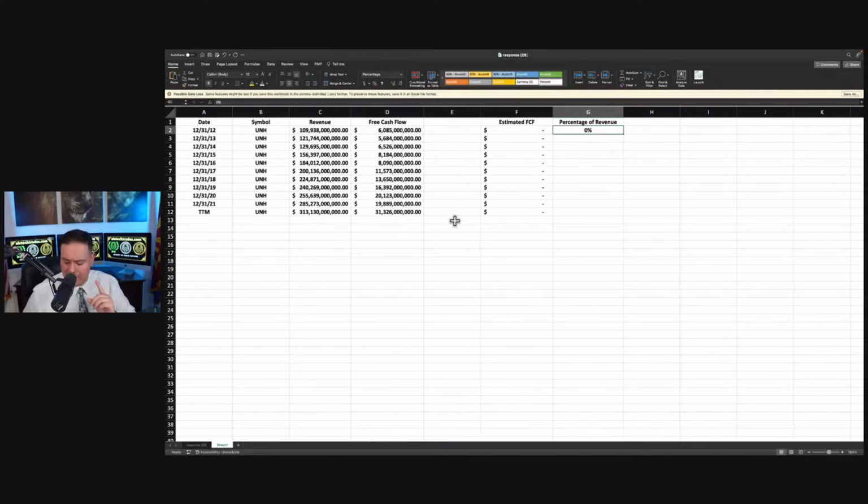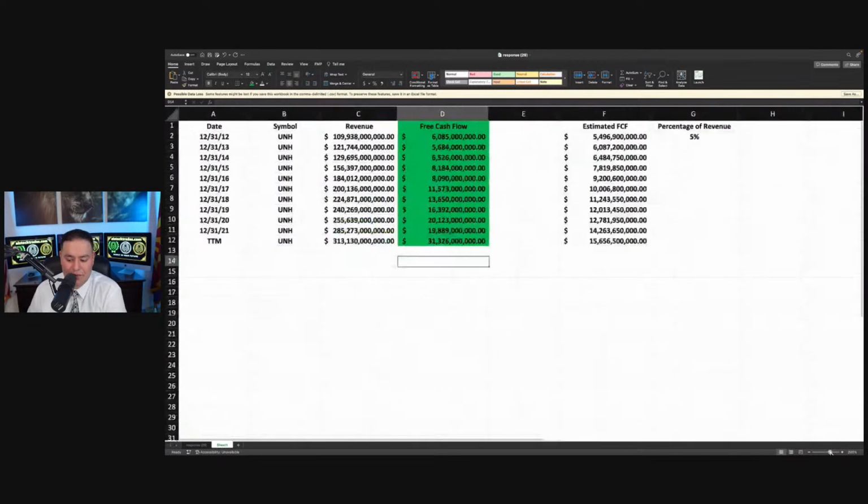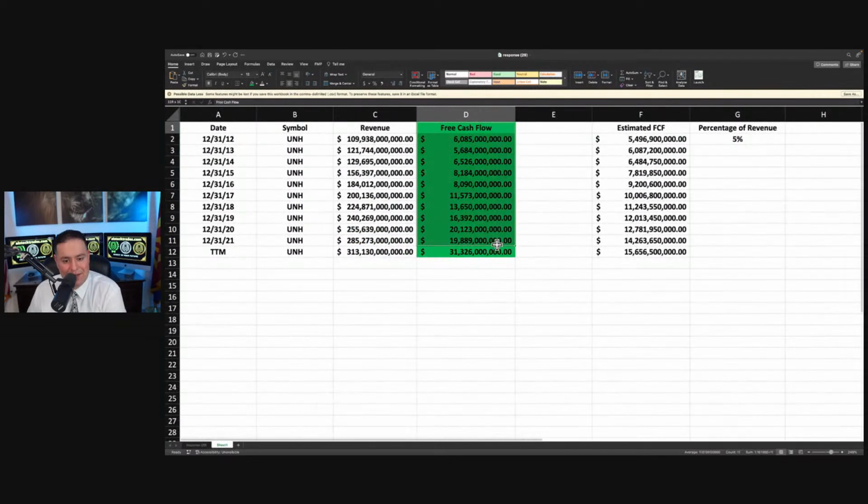overwhelmingly positive point. So if we do 5% here, and we go line by line, in 2012, 5% of the revenue would give about $5.4 billion, when in reality, they made $6.08 billion. So this is reality, and we're going to make this green. Green is reality, okay? Let's zoom in, and we're going to make it a light green so you guys can see a little better.